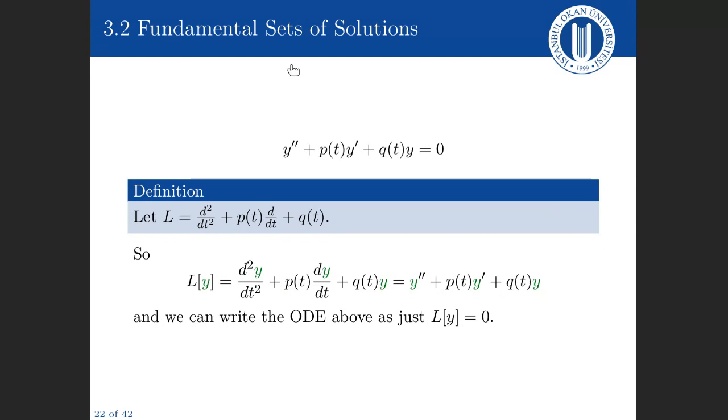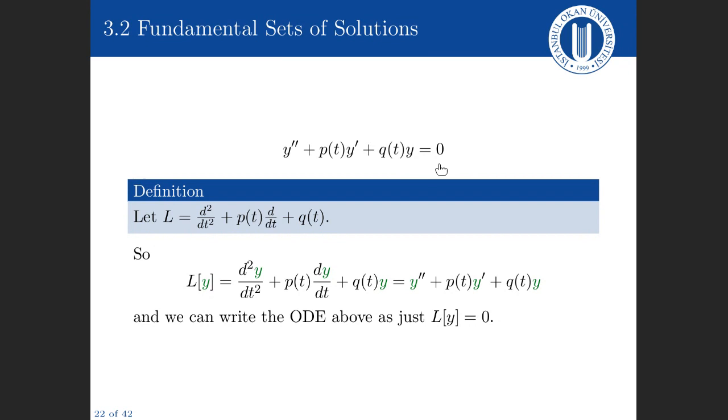I'm going to be looking at the differential equation y double prime plus some function p of t times y prime plus some function q of t times y is equal to 0. This is a homogeneous linear second order ordinary differential equation.